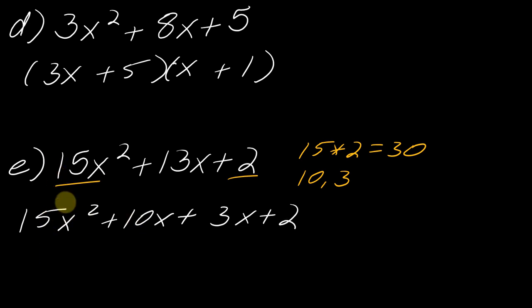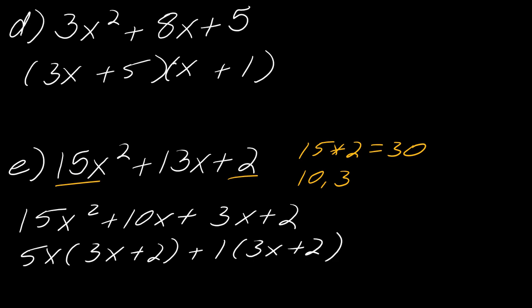And so now I can factor out of these first two terms, I can factor out 5x. So this becomes 3x plus 2. And then I'll just put a 1 here. So this becomes 3x plus 2. So this will ultimately factor then, let's see, I'm kind of running out of space, but I'll cram it in over here. 5x plus 1 times 3x plus 2.